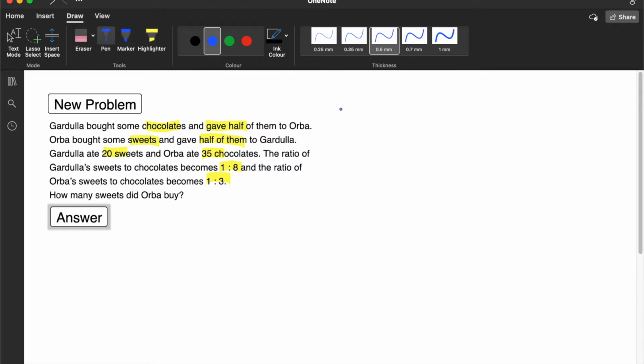So the first thing that we need to do is to draw the model. That is the challenging part, because getting the correct models to this question can be a little bit challenging, and you have to be extra careful. Right, so what do these first two statements mean? Gardula bought chocolate and gave half to Orba, and Orba bought some sweets and gave half of them to Gardula. This means that at the start, both of them will have the same number of sweets and the same number of chocolates, because they gave half to each other. Right, so let's draw that one first.